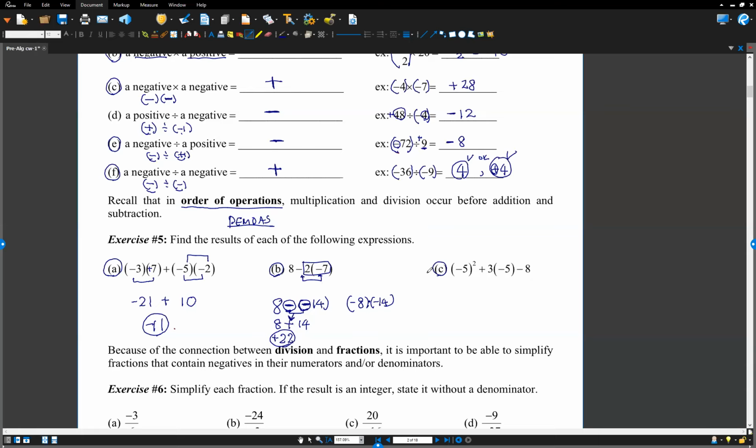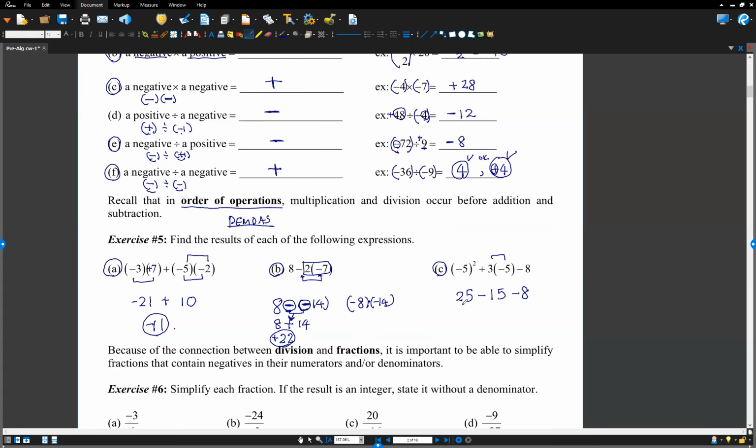Okay, Sydney, can you try this one, C? Yes. First, you have to do the exponent first, which makes it positive 25. Positive 25. Negative times negative 5. And then you have to multiply 3 and -5, which is equal to -15. Negative 15. We still have a negative 8.